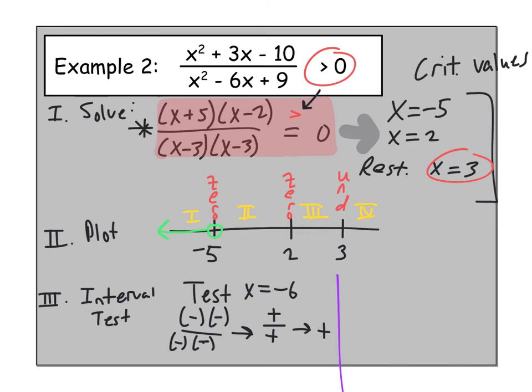Okay, now if we want to test something in interval 2, between negative 5 and 2, let's test x equals 0 again. That's one of my favorite ones. Going back up to this format, 0 plus 5 is positive, 0 minus 2 is negative, and in the denominator, 0 minus 3 is negative, and 0 minus 3 again is negative. So as a whole, the numerator is a negative, the denominator is negative times negative, which is positive. So the entire fraction, negative over positive, is negative. In this problem, again, we need it to be greater than 0, so this interval does not work.